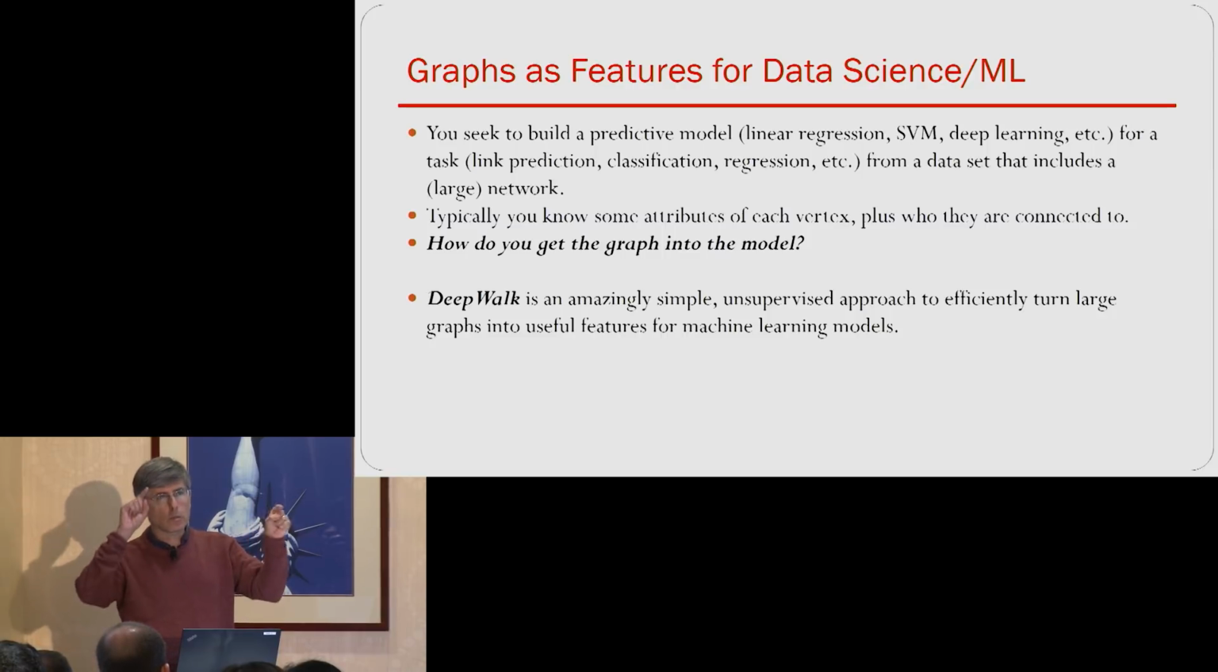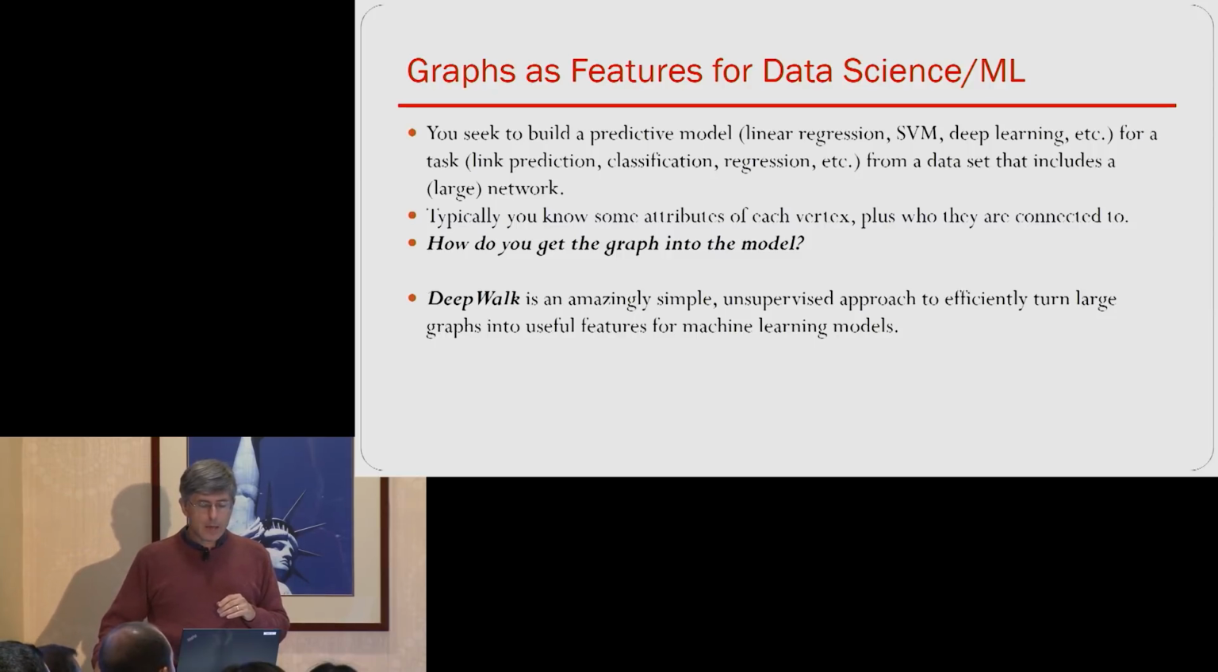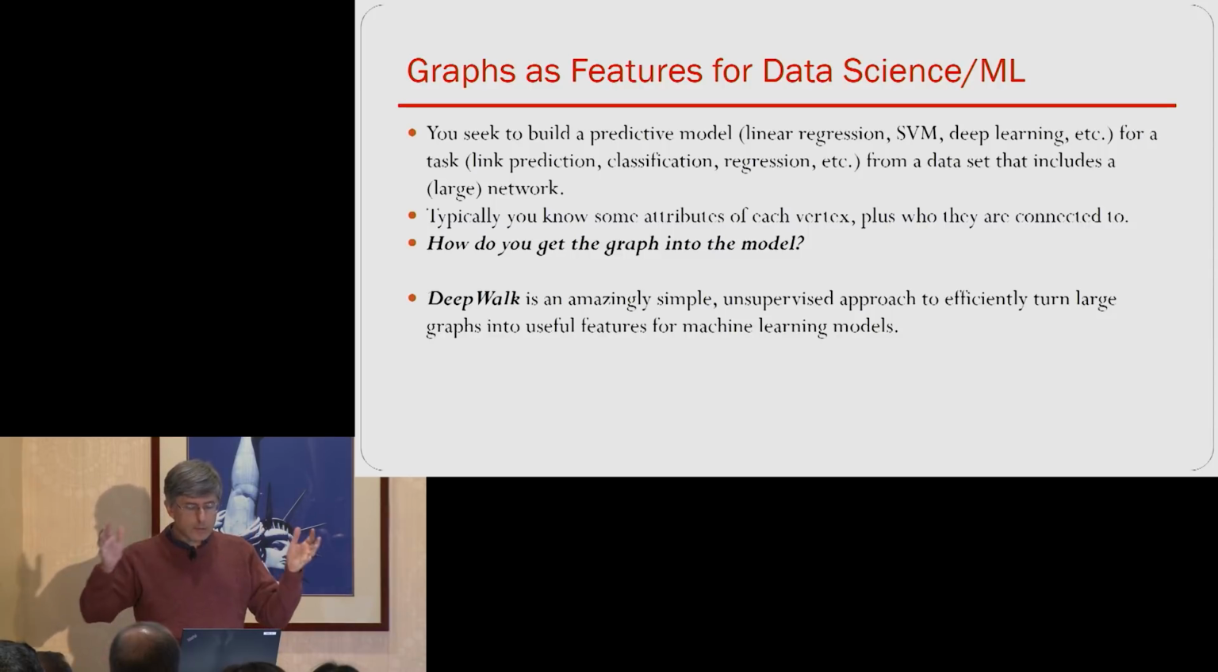Maybe you want to predict two nodes that are going to be connected to each other. Maybe you want to classify: here's a node, is it going to be interested in this product or not? Maybe you want to do some functional prediction or regression. And typically what I believe you have is a graph, with some attributes of each node, so some features you could build a model on. But somehow there's this graph still, and you'd like to get the topology of that graph into your model.